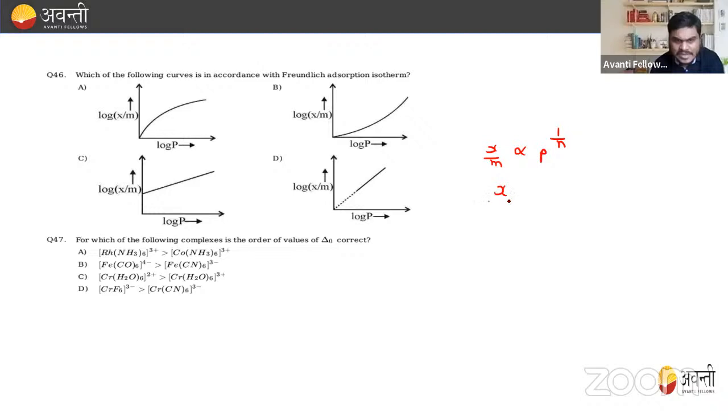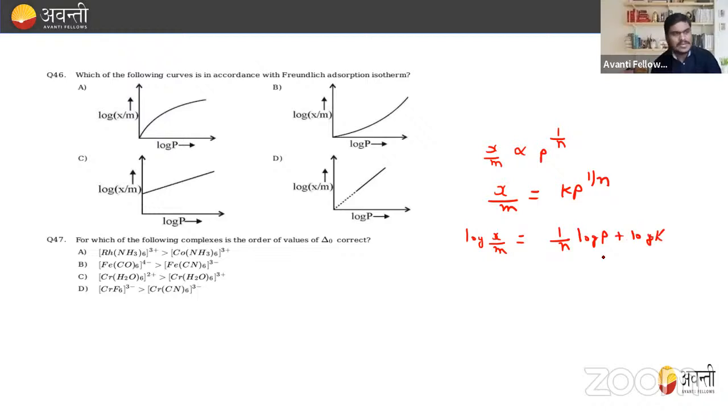Now, if I write x upon m equal to a proportionality constant k times p raised to the power 1 by n, and if you take the log on both sides, then this will become log x by m equals 1 upon n log p plus log k.